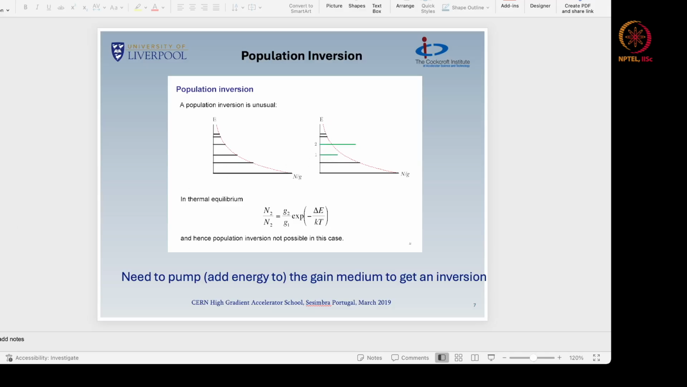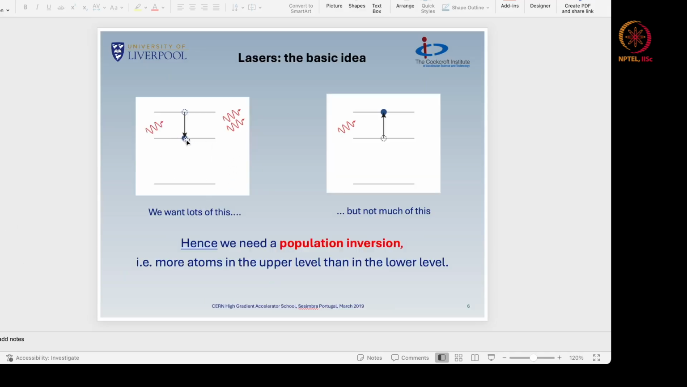So this is what we emphasized over here, because otherwise the probability will be more for this to happen rather than for this to happen. So if you create a population inversion, the chances of a photon knocking an electron from the upper to the lower energy level is much higher, and therefore the probability of stimulated emission will be much higher than absorption.